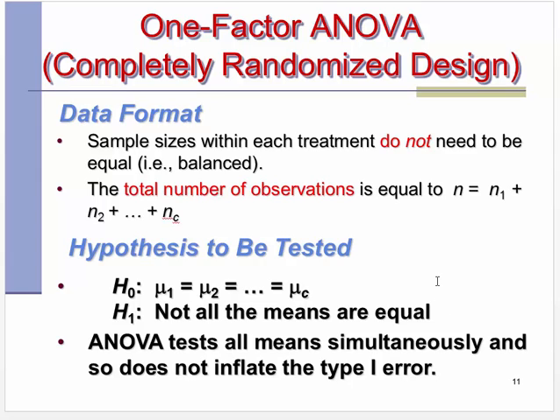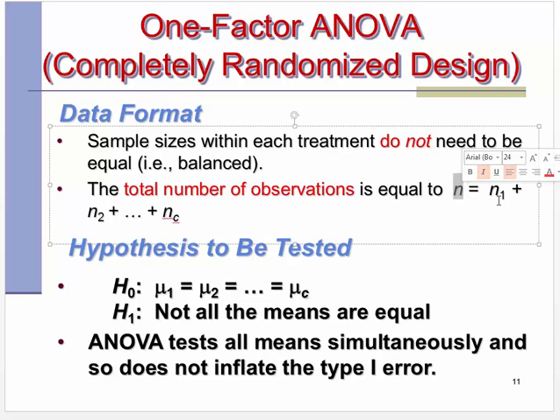Data format, continued. Sample sizes within each treatment do not need to be equal. That is, the design need not be balanced. In other words, for the first treatment you may have N1 observations, but for the second treatment you can have N2. N1 and N2 do not have to be equal. But the total number of observations, N, equals N1, the number of observations in the first group, plus N2, the number of observations in the second group, and so on all the way to the last group, C.